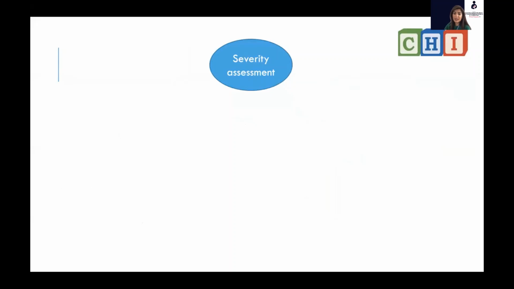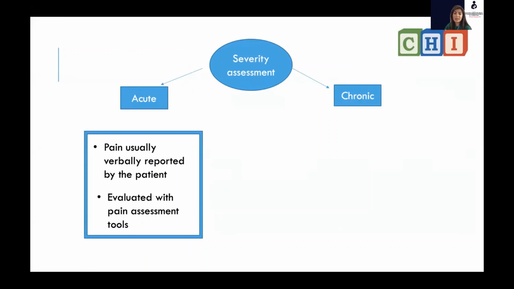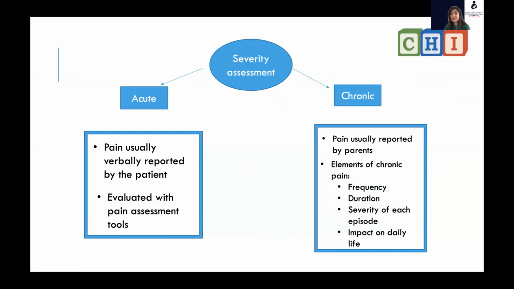For the assessment of acute or chronic pain: if the patient came with acute pain, you're going to notice that the pain is always reported by the patient him or herself, and we use pain assessment tools to evaluate that. If the pain is chronic, you're going to notice that it is usually reported by the parents themselves, and it has elements in the history such as frequency, duration, severity, and impact on daily life.